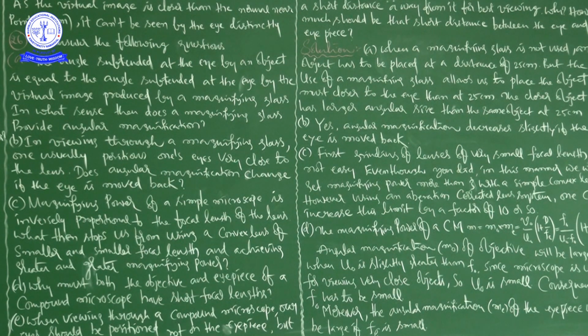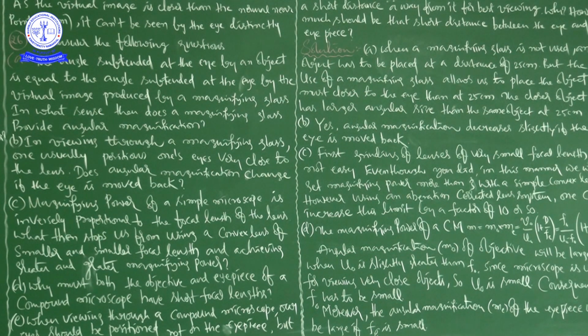So here I didn't write the answer for E, but I am saying, you just listen. The question is, when viewing through a compound microscope, our eyes should be positioned not on the eyepiece but a short distance away from it for best viewing. Why? To get more light. That light helps us to see the object clearly.